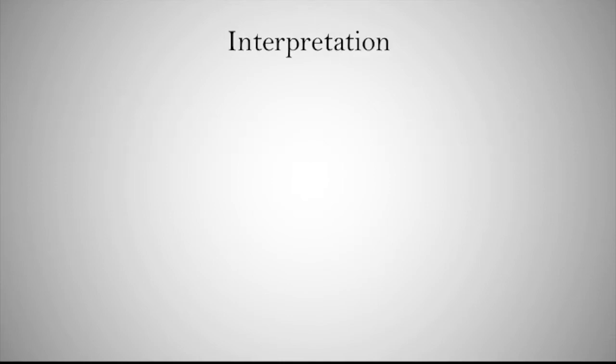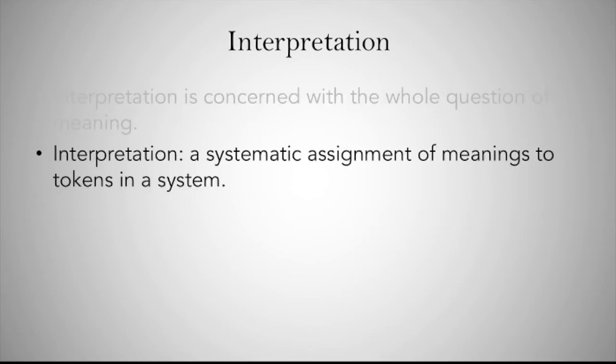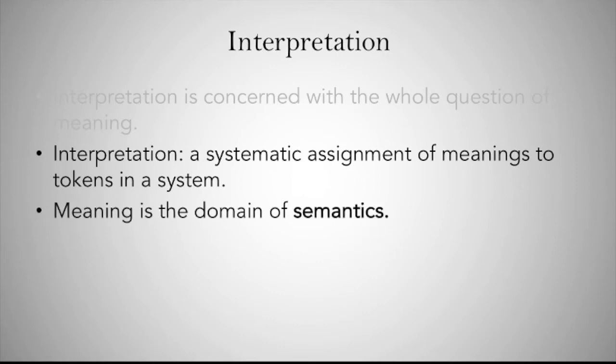Well, one of the things that this involves is what we are supposed to be discussing in this video, which is the interpretation of a formal system. Interpretation is concerned with the issue of meaning. So in this context, an interpretation is a systematic assignment of meanings to tokens in a system. And of course, by invoking meanings, we are entering the domain of semantics. Now, the word semantics is used in different ways in different contexts, and what is understood by it might be different depending on whether you are talking to a linguist or a philosopher or a computer scientist, just to mention a few possibilities. So just bear that in mind.